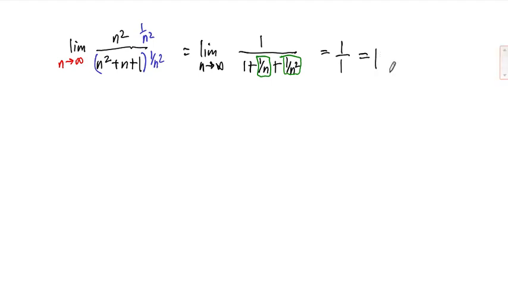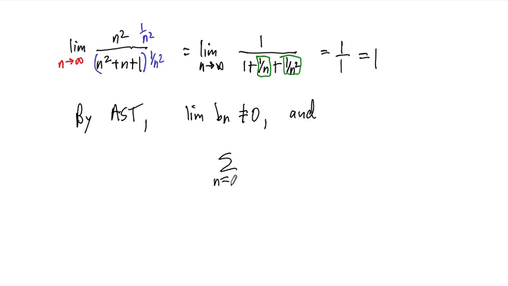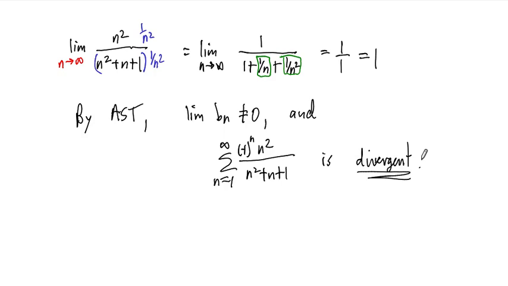Okay, now what does this tell us? By the alternating series test, which I'll just abbreviate AST, this limit is not 0. So the limit of the b sub n in this case is not 0, and therefore this series is divergent. So the series in question, the sum from n equals 1 to infinity of negative 1 to the n times n squared over n squared plus n plus 1, is alternating, and this series is divergent. It does not converge.